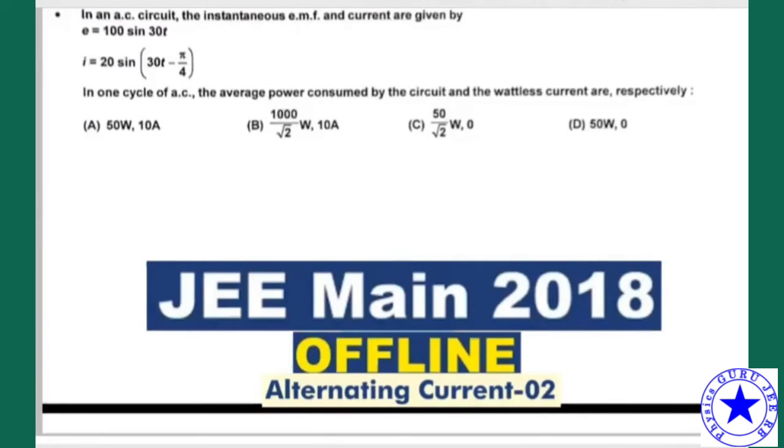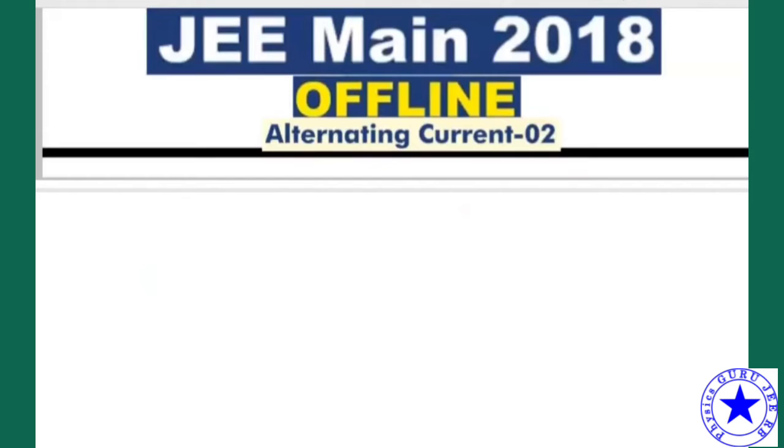We know the average power consumed by an AC circuit is nothing but ERMS into IRMS into cos phi. Here ERMS is equal to E naught divided by root 2.